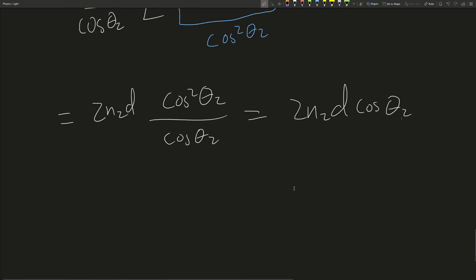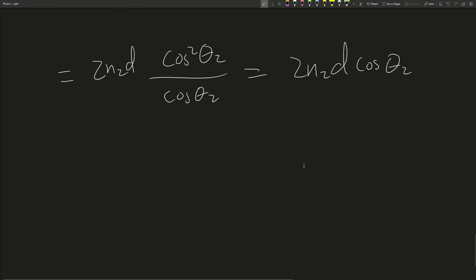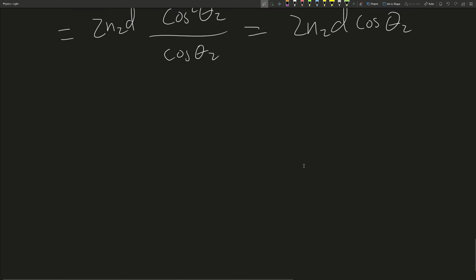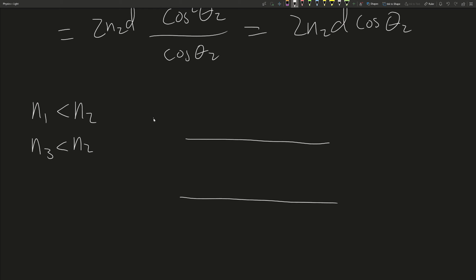However, that's not completely correct yet, because we have to take into account the properties of light as it reflects off different surfaces. There are two different scenarios that we could come across here. We could come across a scenario where n1 is less than n2 and n3 is also less than n2. So this basically means that you have a material where this is n1, n2, and n3. You have a denser film sandwiched between two less dense materials. And so this is like a bubble.